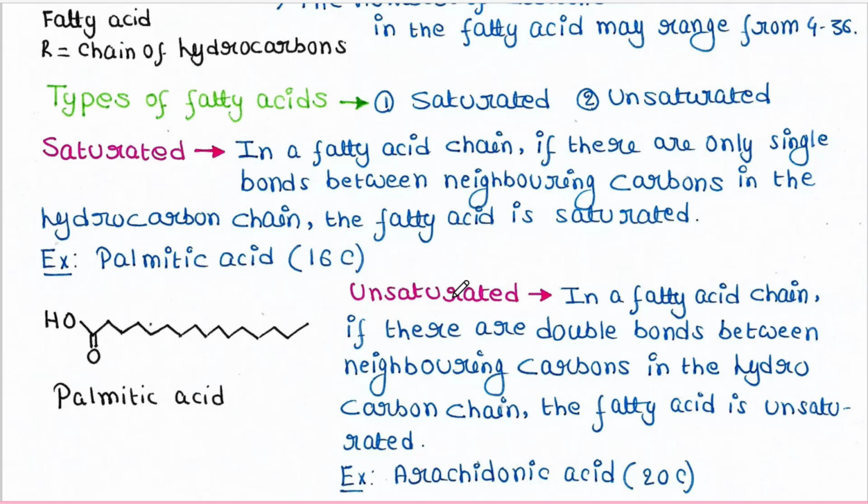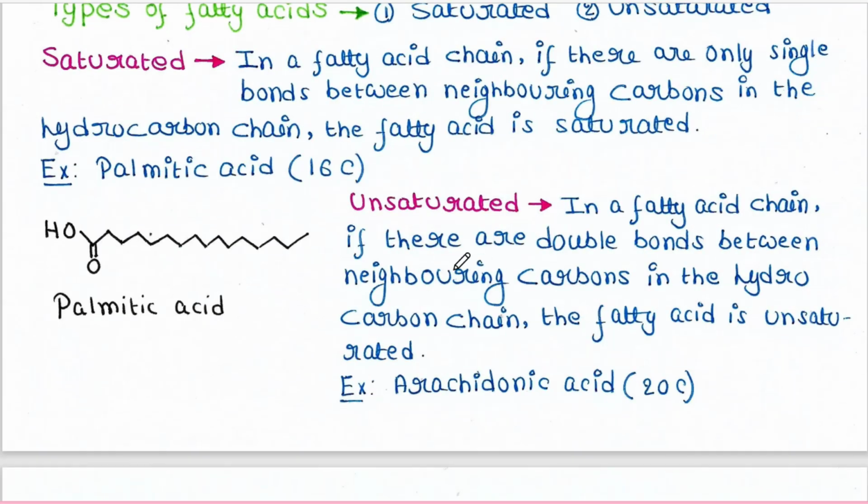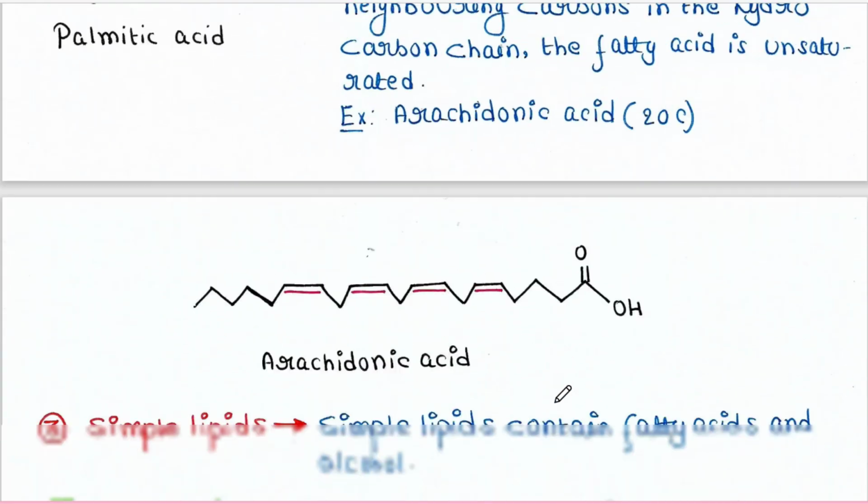Unsaturated fatty acid. In a fatty acid chain, if there are double bonds between neighboring carbons in the hydrocarbon chain, the fatty acid is unsaturated. For example, arachidonic acid, which has 20 carbons. This is the arachidonic acid. You can see double bonds are there between 2 neighboring carbon atoms.